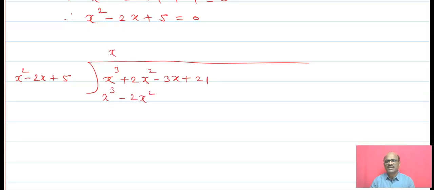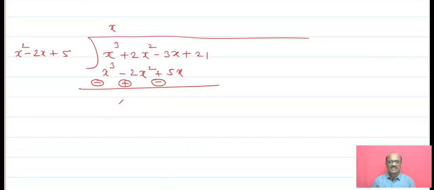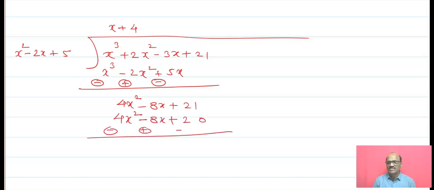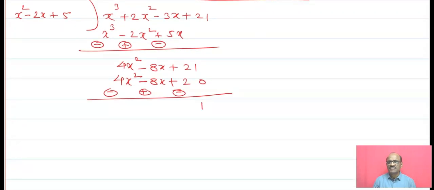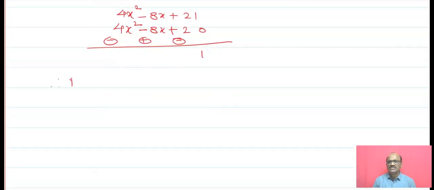Now multiplied by x to the first term, then you will get x cube. This type of division we have finished in the 7th, 8th standard, also in the 9th standard, and you will get 4x square minus 8x plus 21. Now we require 4x square, therefore we multiply by 4, therefore x plus 4, and change the sign, therefore you will get the remainder is 1. Here the polynomial is 1.